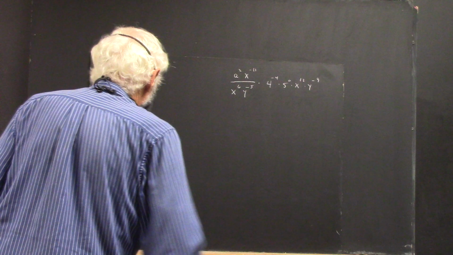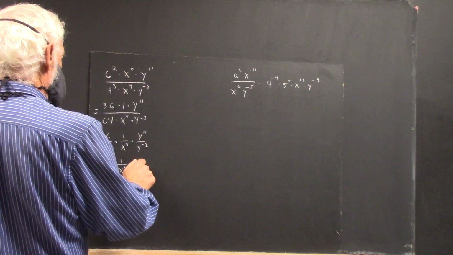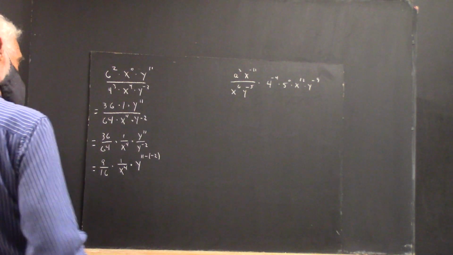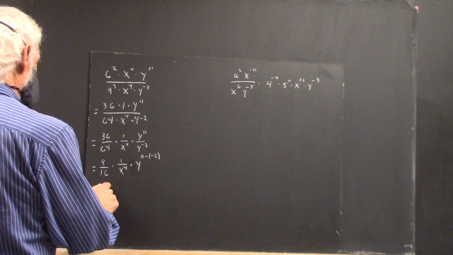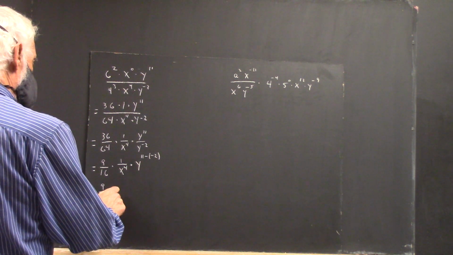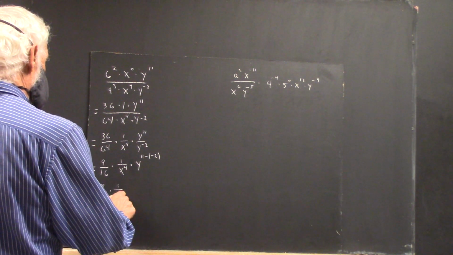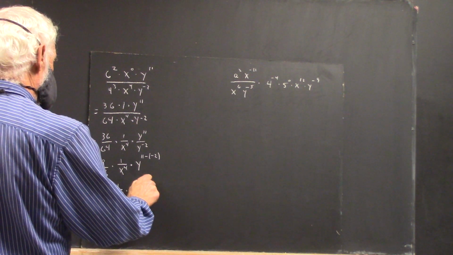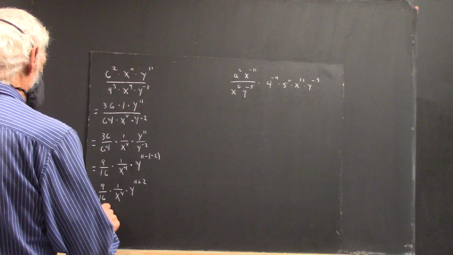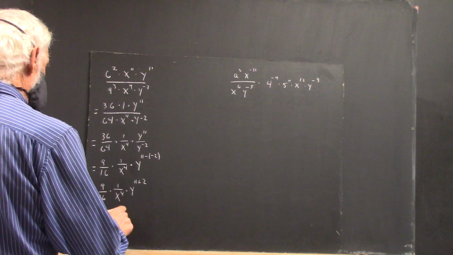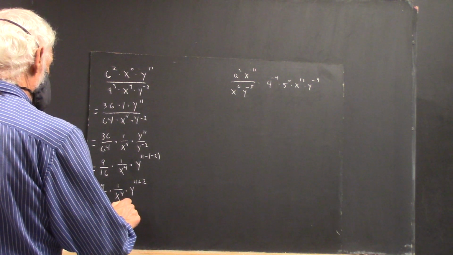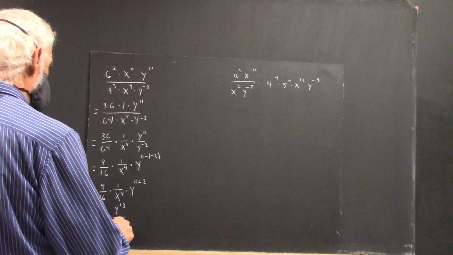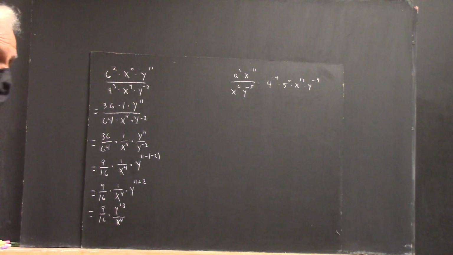But this is going to be y to the 11 minus negative 2. Keeping with the idea that I'm going to write things out pretty thoroughly, we've got 9/16 times 1 over x to the 4th times y to the 11 plus 2. And that's 9/16 times, I'll combine things a little bit, y to the 13th over x to the 4th. Okay?